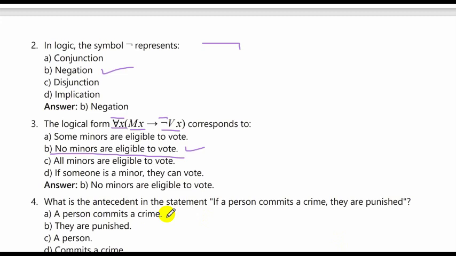What is the antecedent in the statement "if a person commits a crime, they are punished"? The antecedent is "a person commits a crime". It is represented by the symbol if. If they had asked what is the consequent in the statement, it would be whatever follows: "they are punished". This is the entire consequent.